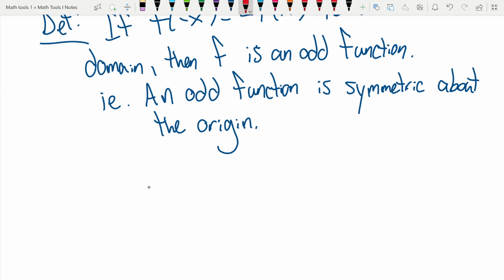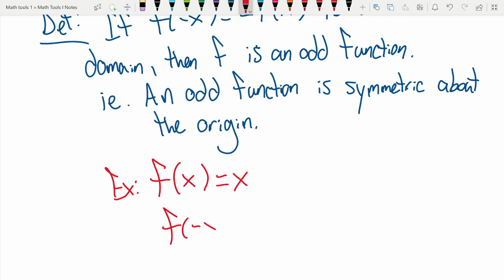But a good candidate for this, so let's just look at f of x equals x, right? Then f of negative x equals negative x, which is equal to negative f of x. Okay, so this is an odd function.